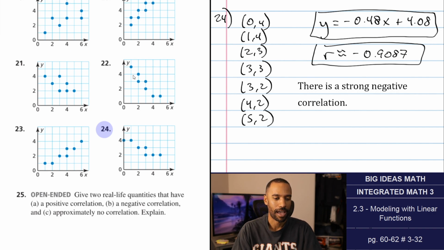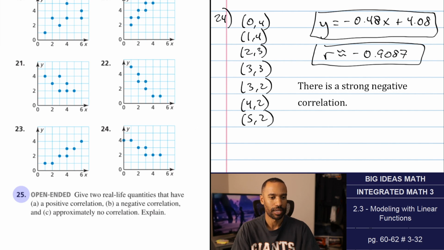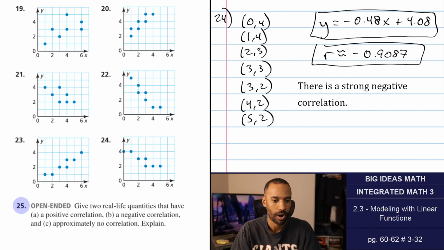All right, number 25, open-ended. Give two real-life quantities that have a positive correlation, a negative correlation, and approximately no correlation. Explain.